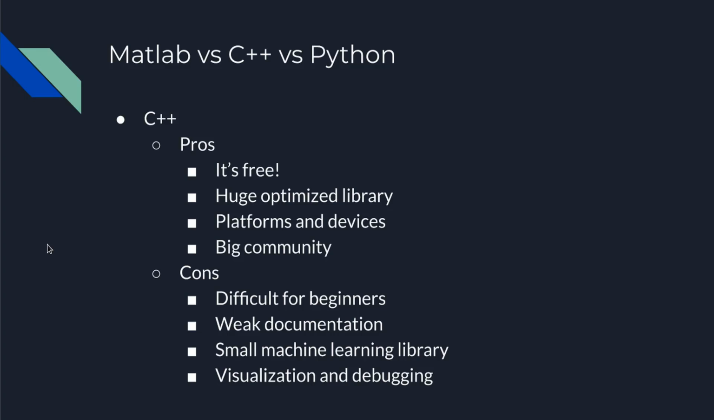Although these cons might seem very big and that you will never use C++, the pros outweigh the cons once you go to a higher level. Once you are familiar with OpenCV and you want to deploy it in a commercial project, latency and optimization become very important rather than visualization, debugging and documentation. So in those scenarios, you will obviously opt for C++ because you will need a very fast and optimized library for implementing your computer vision algorithms.